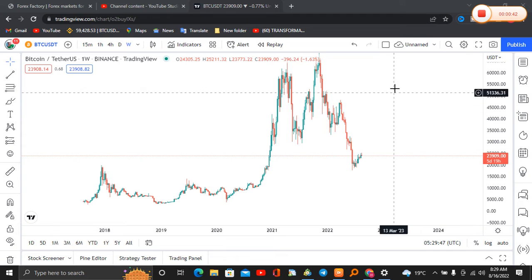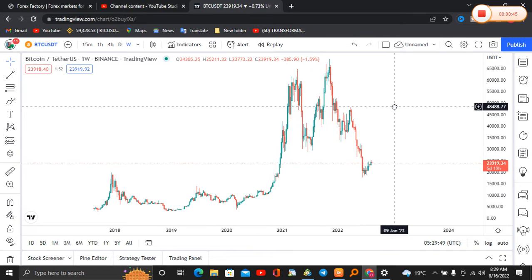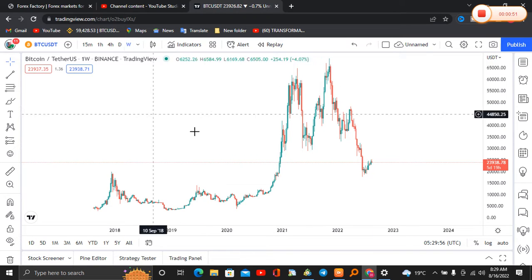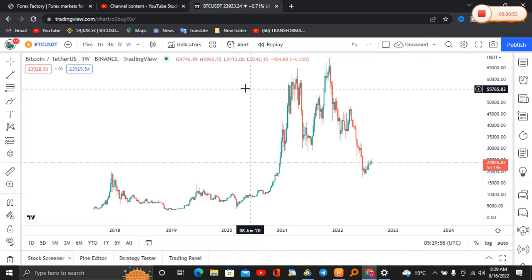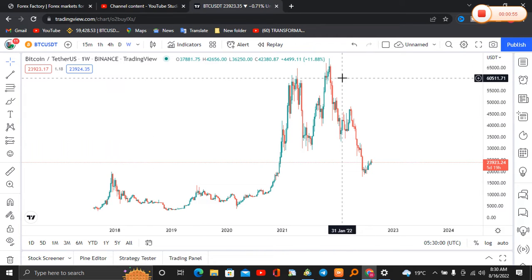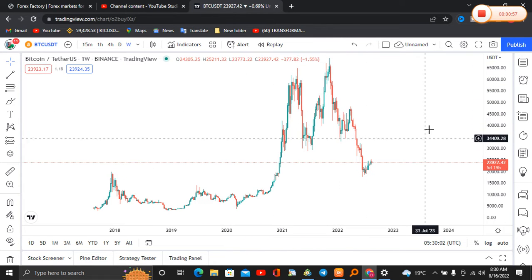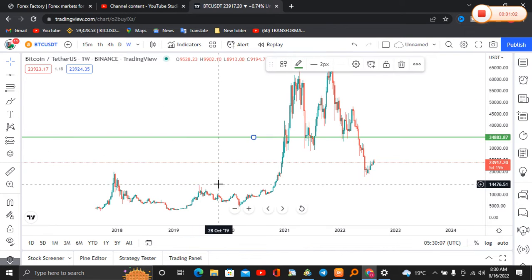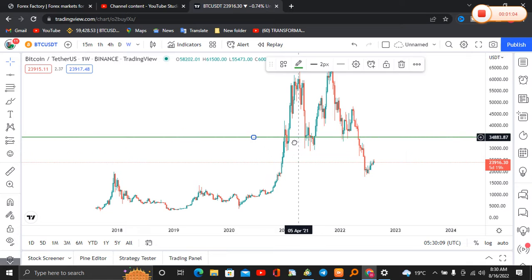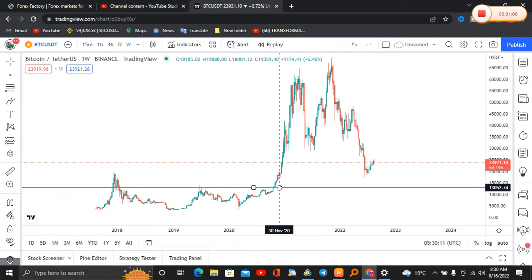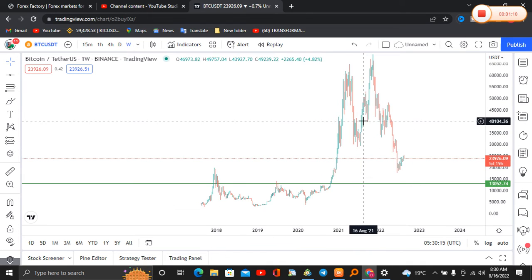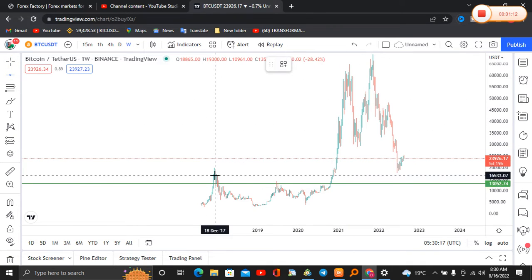Now without wasting time, I'm going to be analyzing Bitcoin. I'm going to start with my weekly time frame, which is our higher time frame, starting with spotting our major market key levels. Major market key levels are levels where the market has been responding many times.